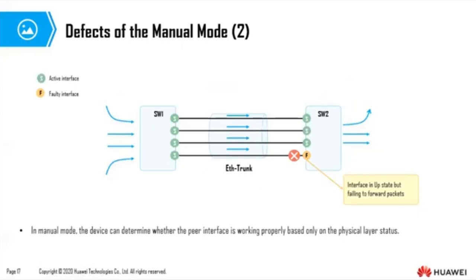Okay, so in manual mode again, the device can determine whether the peer interface is working properly based only on the physical layer status. So if this interface goes down, the status will change from up to down. That's the only way it can know that one interface is down.